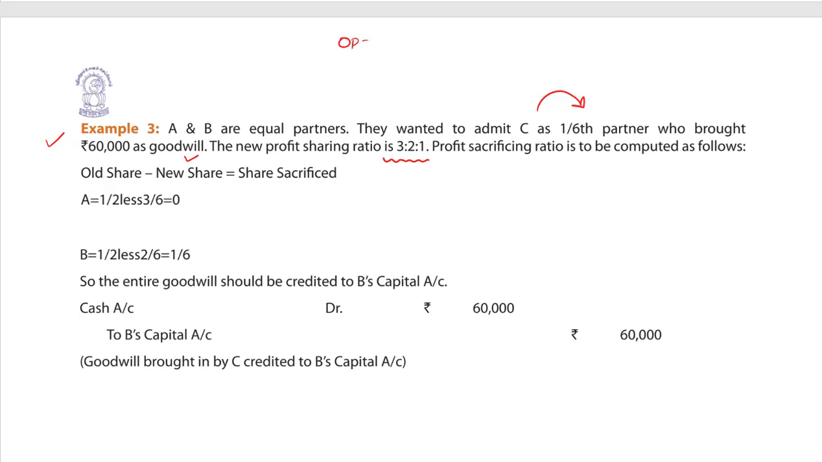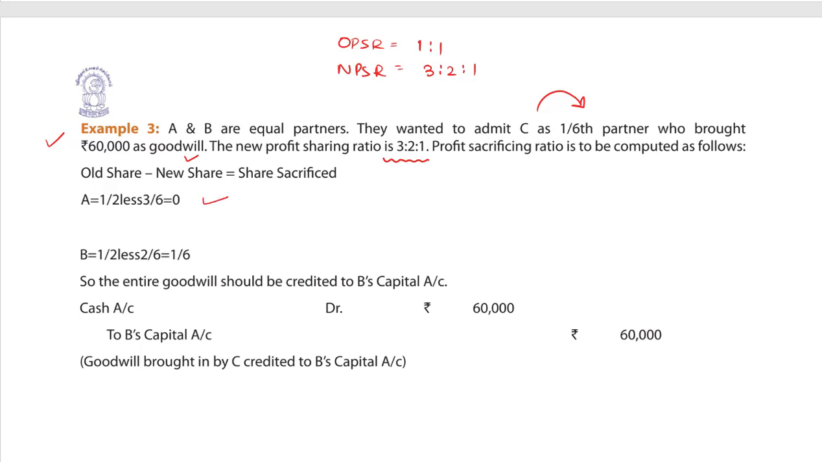Old profit sharing ratio is 1:1. New profit sharing ratio is 3:2:1. The profit sacrificing ratio is to be computed as follows. Old share minus new share is equal to sacrifice. A's old share is 1 by 2. A's new share is 3 by 6. So 1 by 2 minus 3 by 6 is 0.